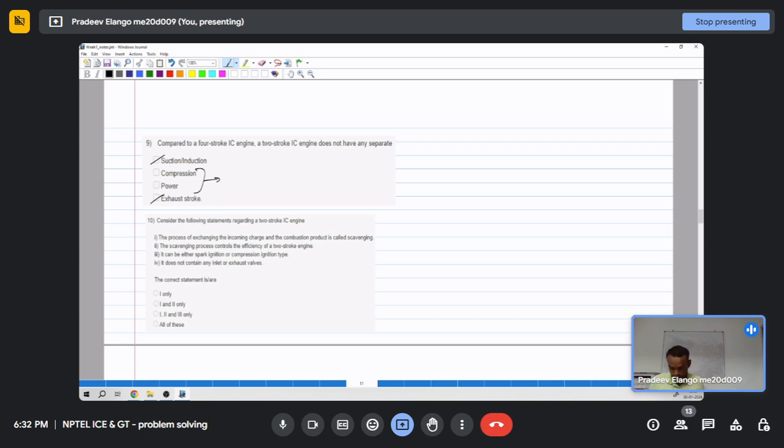Next question, consider the following statements regarding two-stroke IC engine. The process of exchanging the incoming charge and combustion product is called scavenging. This is true. The scavenging process controls the efficiency of a two-stroke engine. Yes, because if the scavenging is very poor, it will be short-circuited and we lose more of efficiency. It can be either spark ignition or compression ignition type. Yes. It does not contain any intake or exhaust valve. Yes. So all of the above are correct.